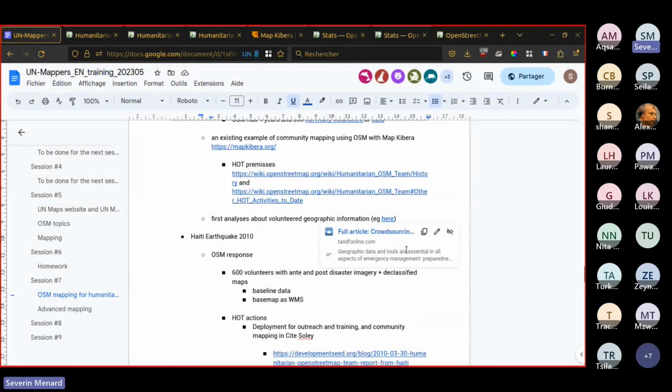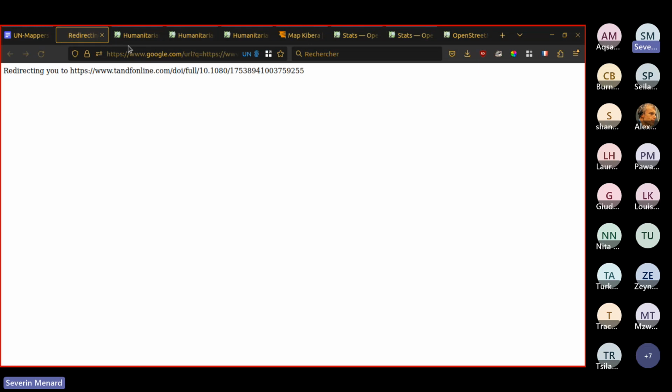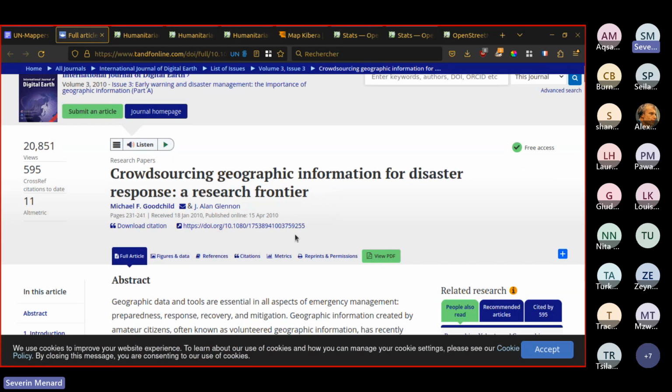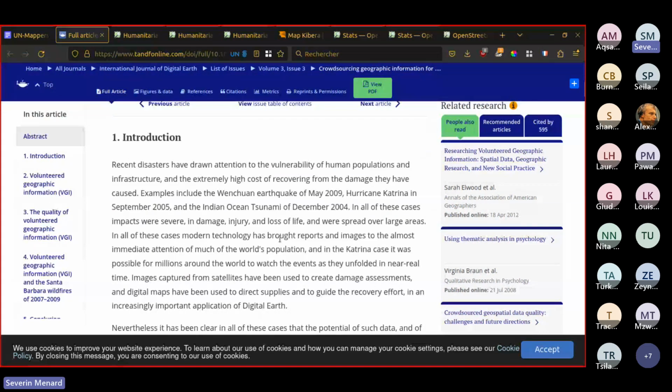There is already some analysis I found about voluntary geographic information, so the one provided by the crowd. This is an old article published by Michael Goodchild, from early 2010. Okay, and obviously talking about the quality aspect of this crowdsourced data.